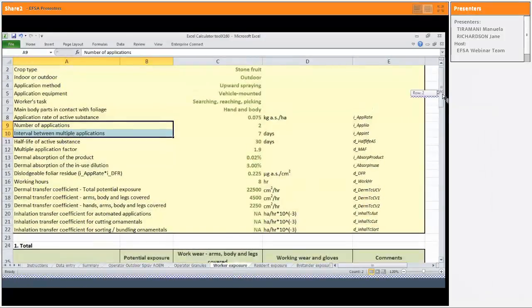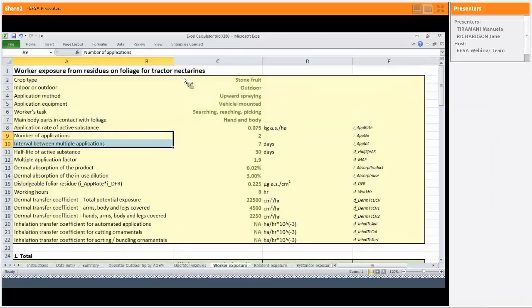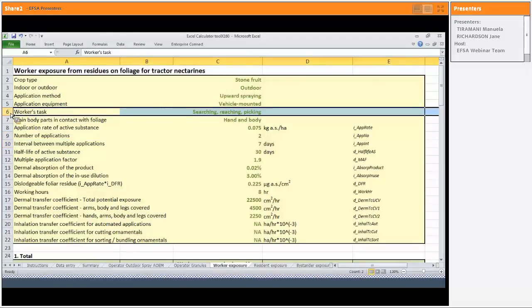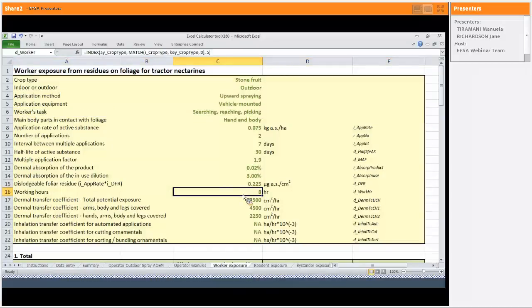Okay, so here we have the worker, and again we can see at the top these are the input parameters, and then here we start to see the scenarios that we're using. So being as this is stone fruit, here we're imagining that the exposure is through searching, reaching and picking of our nectarines, and the main body parts in contact are the hand and the body. In this case, we're assuming that the activity is performed for 8 hours, and then we have the different transfer coefficients, and these came from the Europoem project, if I'm correct.